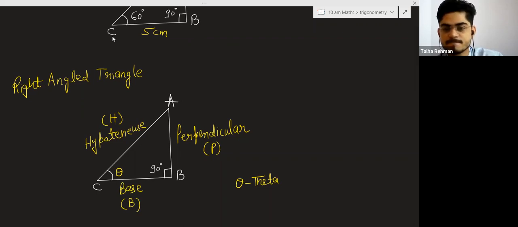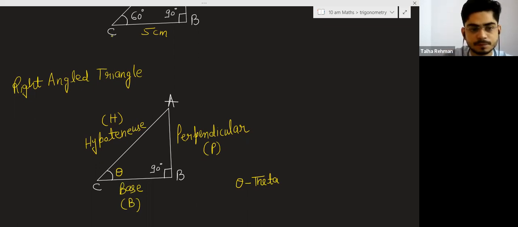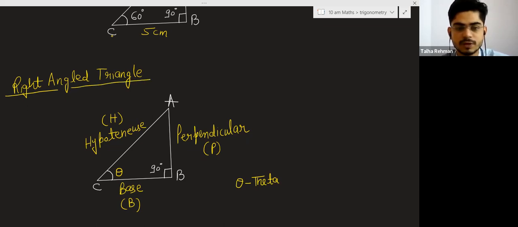Okay, Myra, these things you have to remember. So these are the properties of a right angled triangle, and we will study mostly the right angled triangle here.